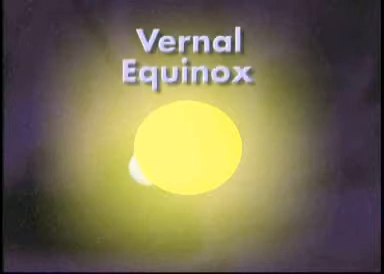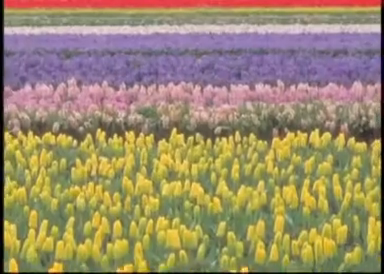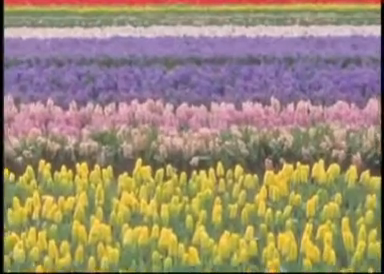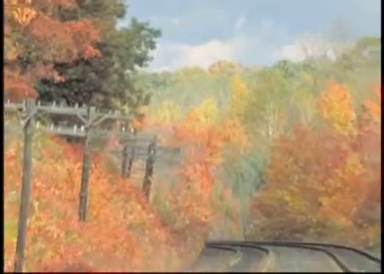Halfway between the winter and summer solstices are the vernal and autumnal equinoxes. The vernal equinox marks the beginning of spring, and the autumnal the beginning of fall. At these times, the hemispheres are equidistant from the sun. This makes the hours of sunlight and darkness equal all across the globe.